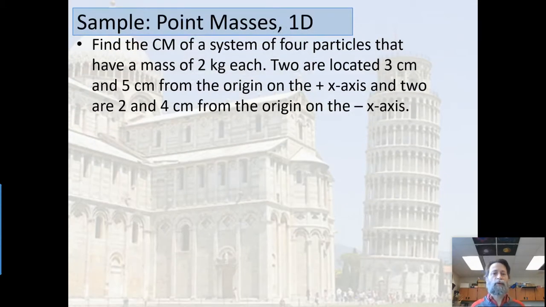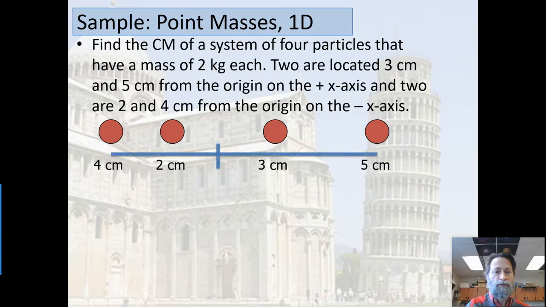So, for example, find the center of mass of a system of 4 particles that has a mass of 2 kilograms each. So I have 2 kilograms, and then each are located at 3 centimeters, 5 centimeters, -4 centimeters, and -2 centimeters, if this is my origin of 0.